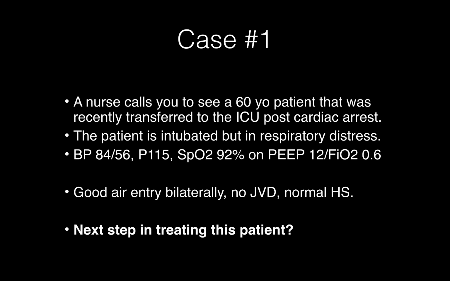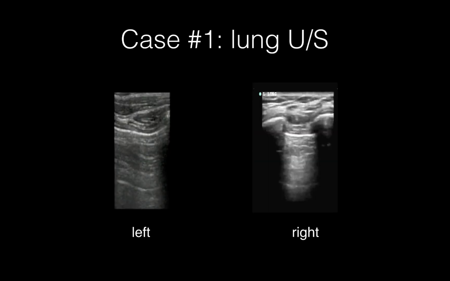So we move on to a first clinical case. A nurse calls you to see a 60-year-old patient who was recently transferred to the ICU post-cardiac arrest. Patient's intubated, but he's in respiratory distress, hypotensive, tachycardic, significant hypoxemia. And on clinical exam, the patient has good air entry bilaterally. There's no jugular venous distension. The heart sounds are normal. And so what's the next step in treating this patient, and can ultrasound help?